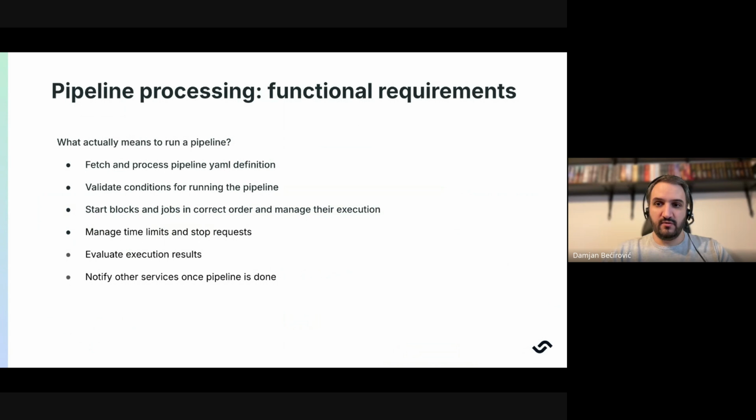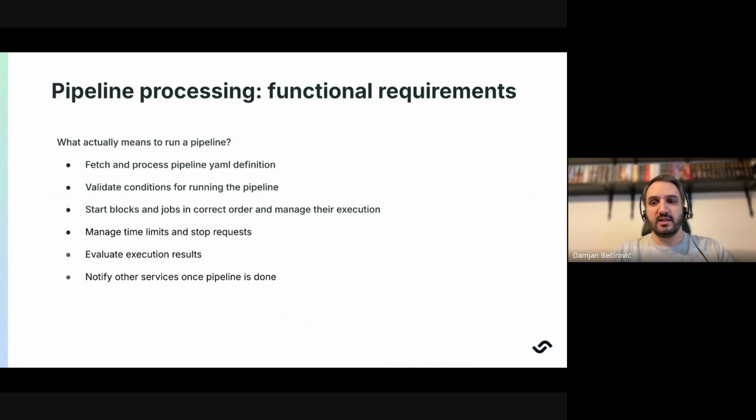We can start with defining the functional requirements, or what actually means to run a pipeline. In order to start a pipeline, we must first fetch a YAML definition of that pipeline, verify it, and process it. Next step is to validate conditions for running that pipeline and its blocks. The pipelines and blocks can be conditionally run based on criteria like the branch name or result of the previous pipeline in the workflow chain.